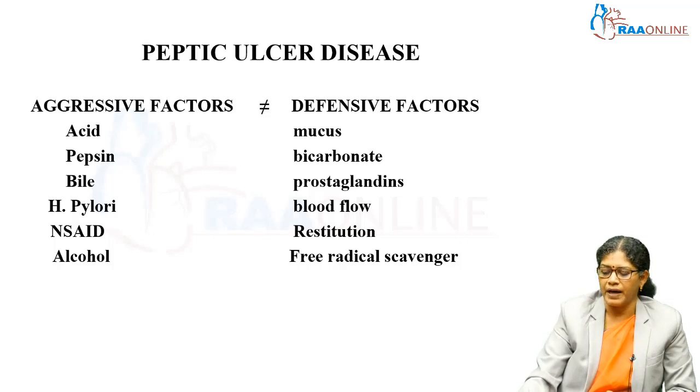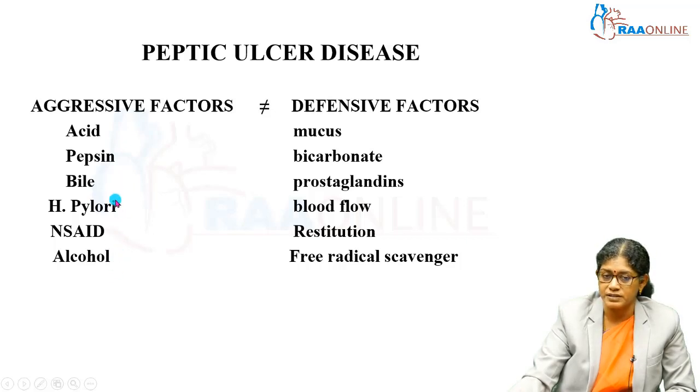So it is the imbalance between the aggressive and defensive factors. The aggressive factors are very essential for the normal digestion of food as well as medicines, whatever substance we are taking. These factors are secreted in our gastric mucosa: acid, pepsin, bile, NSAIDs, alcohol. These are the substances which produce the peptic ulcer. H. pylori, NSAIDs and alcohol are substances we take from outside, which increase this acid, pepsin and bile. These are the aggressive factors.